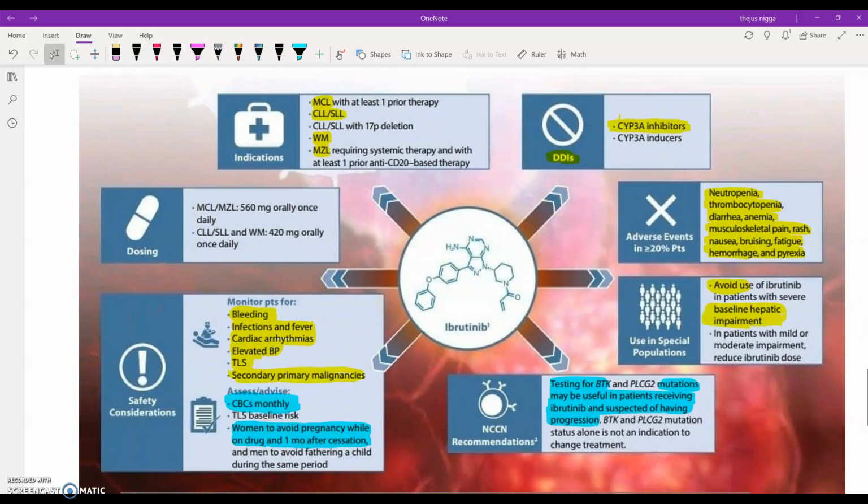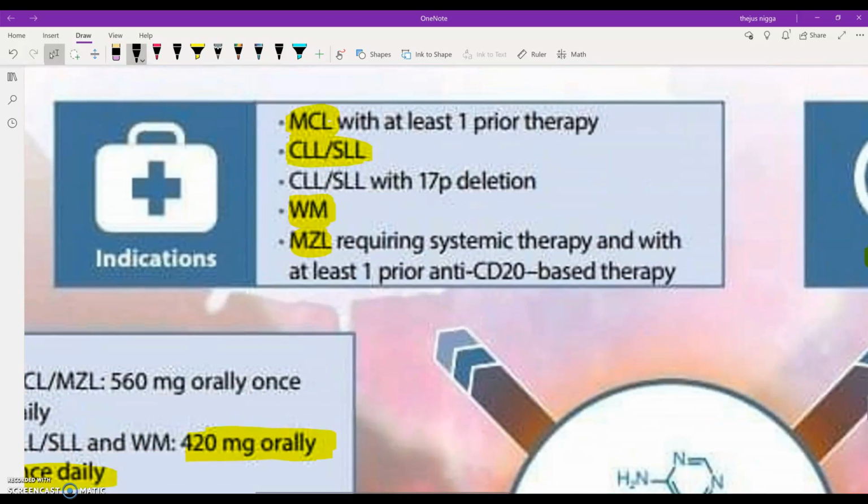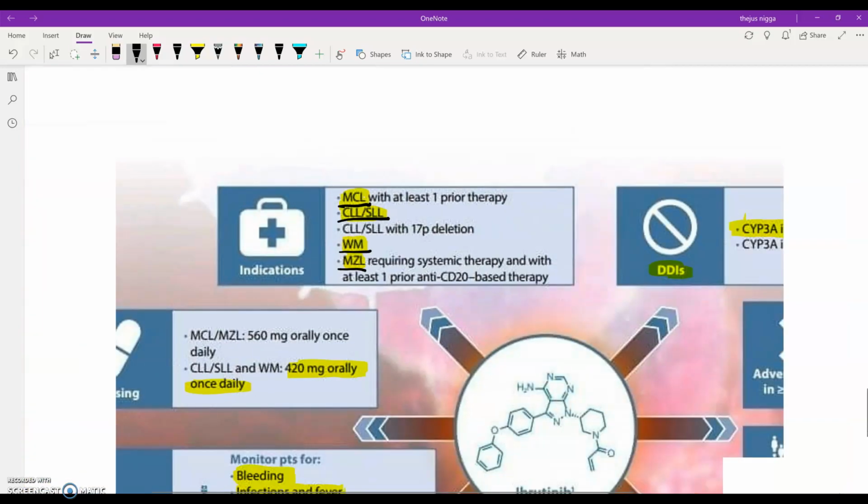Quick word about ibrutinib, because it's the first line drug for CLL. For CLL, SLL, and Waldenstrom's macroglobulinemia, the dose is 420 mg orally once daily. That's the usual dose. It can be used in mantle cell lymphoma, CLL, SLL, Waldenstrom's, and marginal zone lymphoma also.